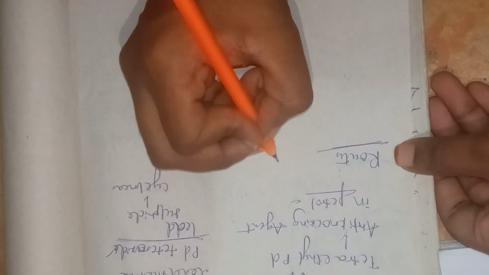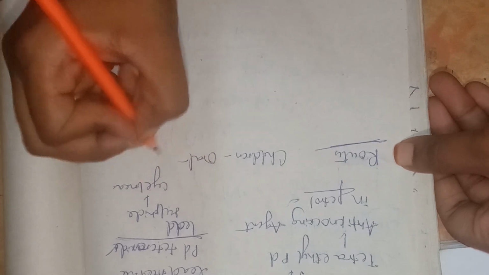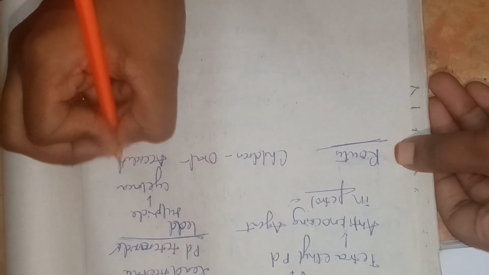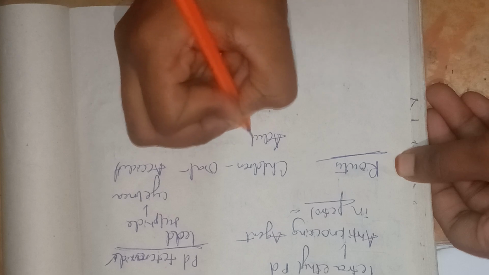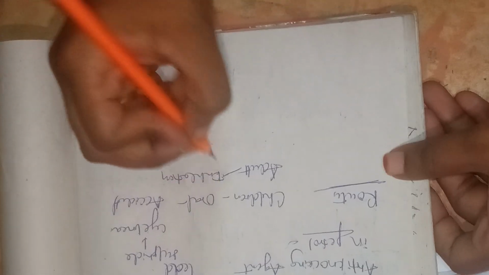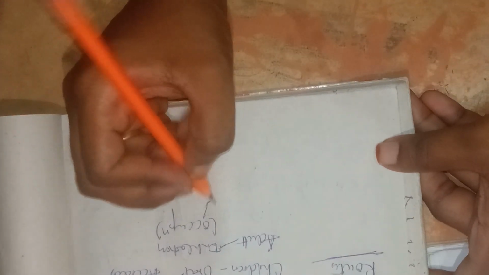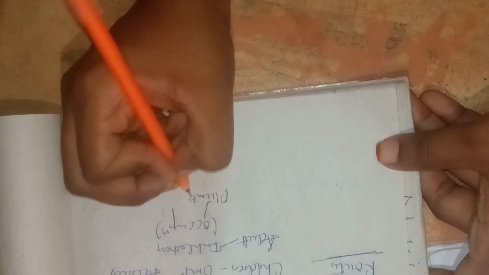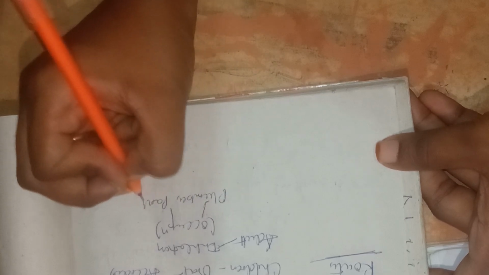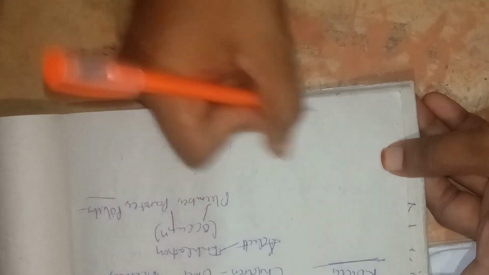Next, the routes. In children, it is oral and accidental. In adults, it is inhalation, through occupations like plumbers, painters, and polishers. All these are routes.